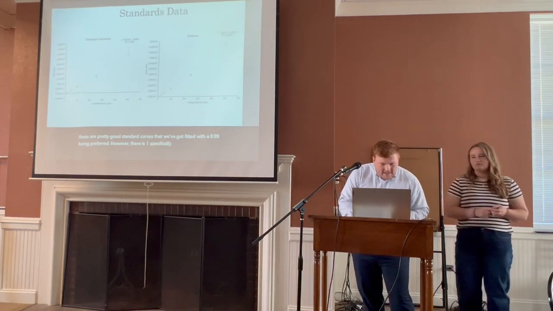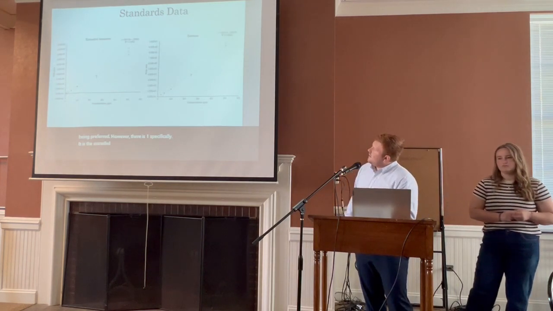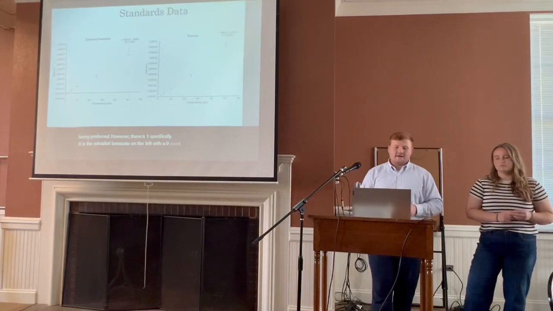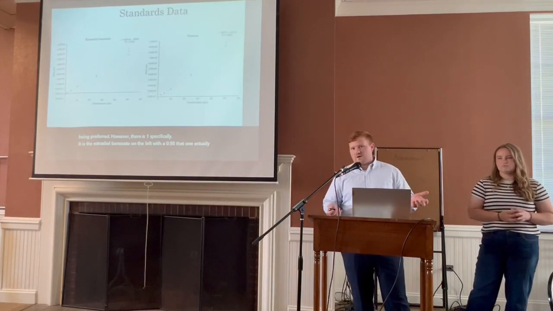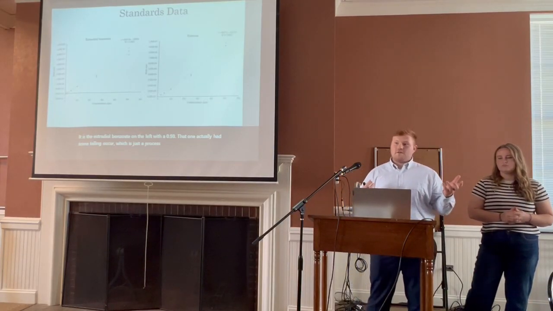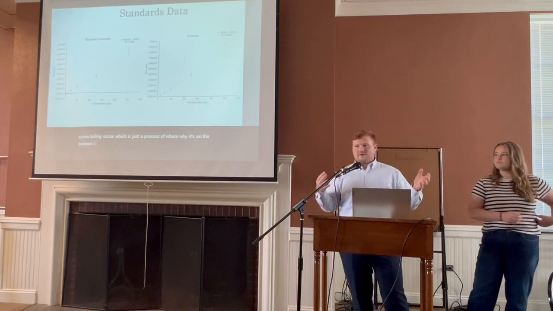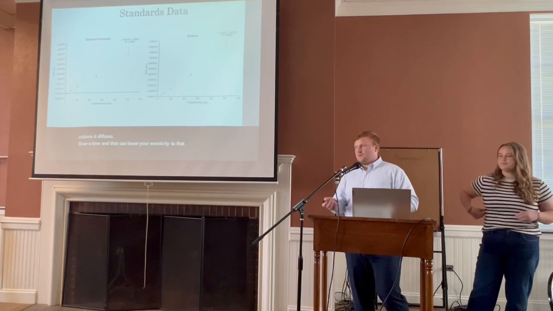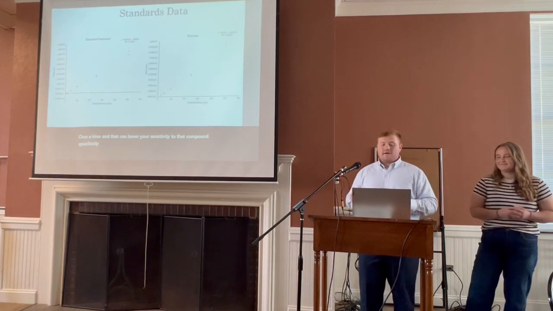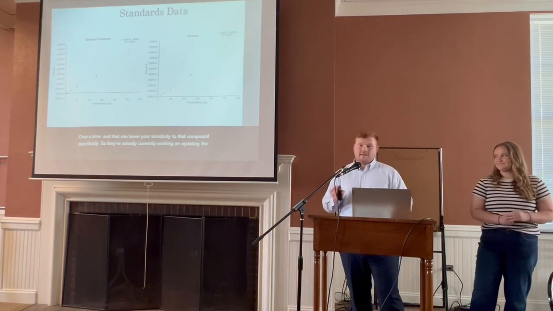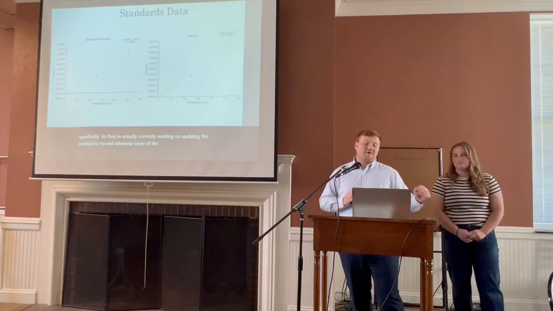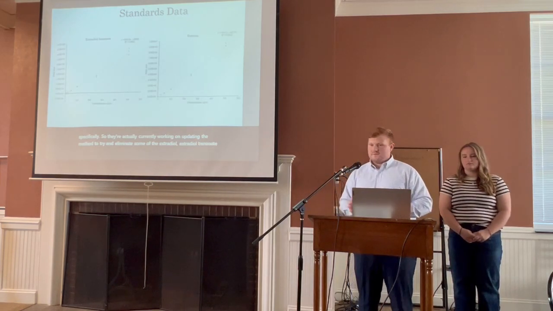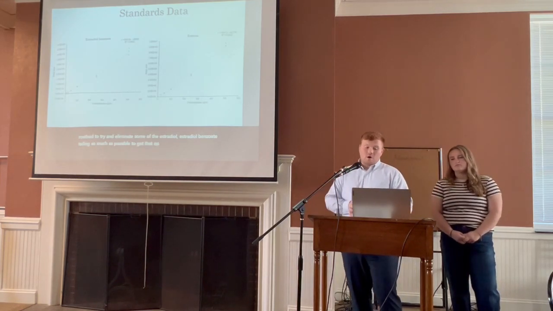It is the estradiol benzoate on the left with a 0.98. That one actually had some tailing occur, which is a process where, while it's on the column, the compound diffuses over time, and that can lower your sensitivity to that compound specifically. So they're currently working on updating the method to try to eliminate as much of the estradiol benzoate tailing as possible, to get that up to a 0.99 R squared value.